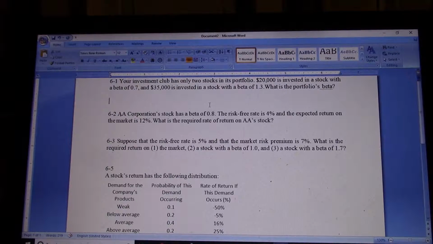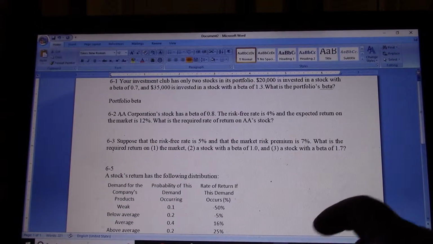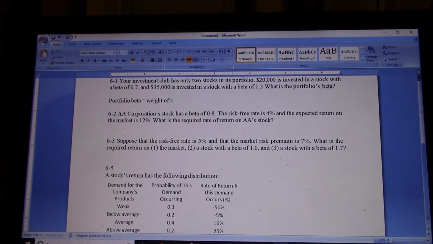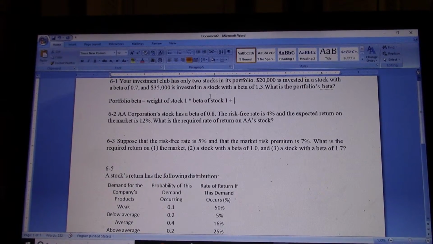So to get the portfolio's beta, let me write down the equation here. Beta of portfolio should equal the weight of stock 1 times beta of stock 1, plus the weight of stock 2 times the beta of stock 2.